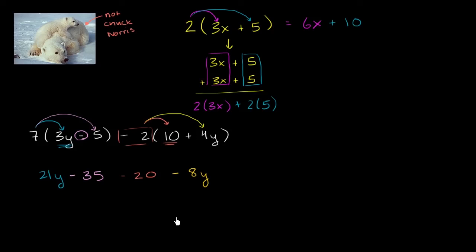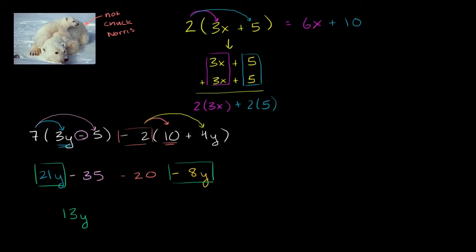And are we done simplifying? Well, no, there's a little bit more that we can do. We can't add the 21y to the negative 35 or the negative 20 because these are adding or subtracting different things. But we do have two things that are multiplying y. You have 21y's right over here, and from that, we are subtracting 8y's. So if I have 21 of something and I take 8 of them away, I'm left with 13 of that something. So those are going to simplify to 13y's.